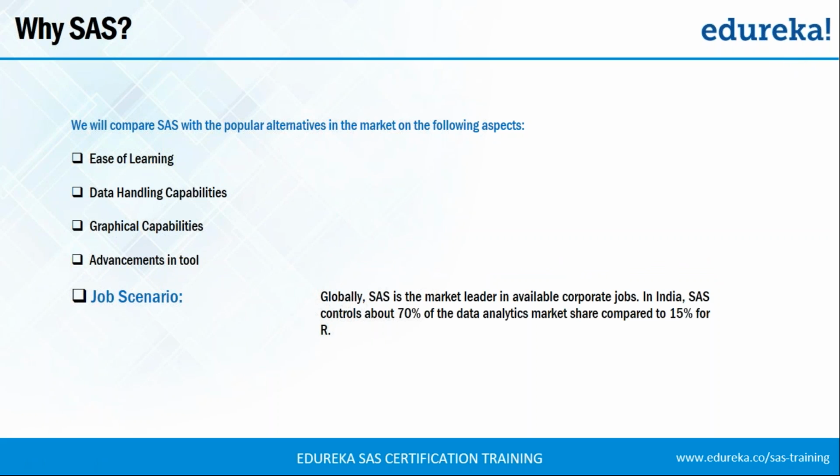Job scenario. Globally, SAS is the market leader in available corporate jobs. In India, SAS controls about 70% of the data analytics market share compared to 15% for R. To add to that, worldwide SAS has about 35% share, which makes it the market leader compared to the rest of the tools.